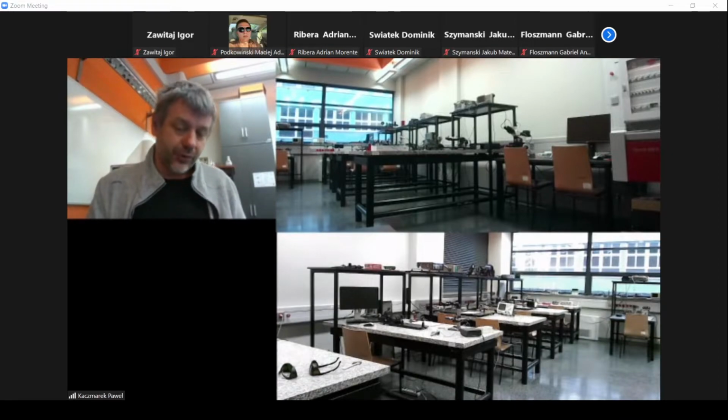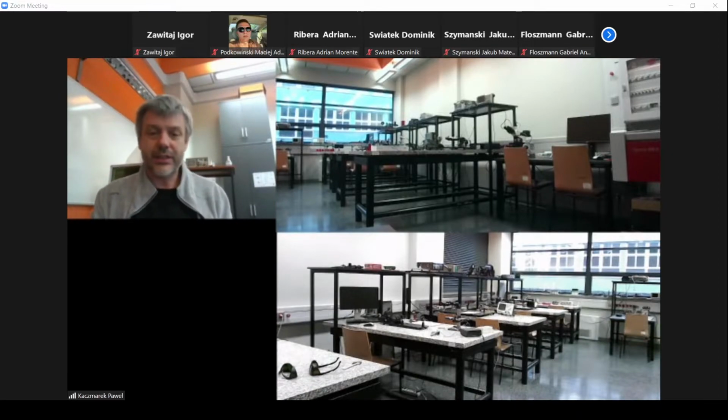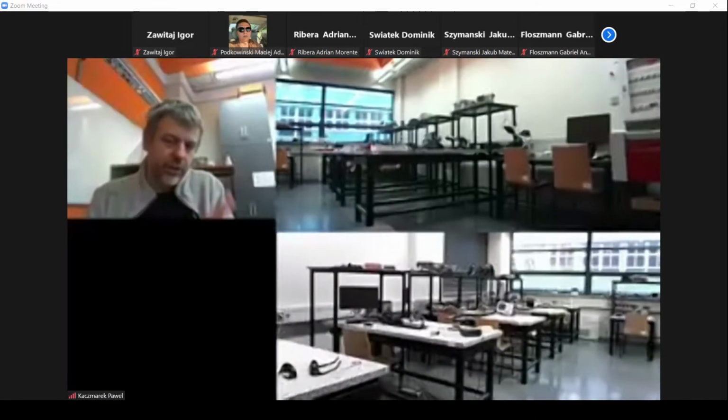So the first thing I need to tell you: please don't be afraid of lasers here in this laboratory. The lasers here are mostly eye-safe or relatively eye-safe. What does it mean? An eye-safe laser is a laser which is safe for your eye, because the first threshold of laser safety is the safety for the eyes.